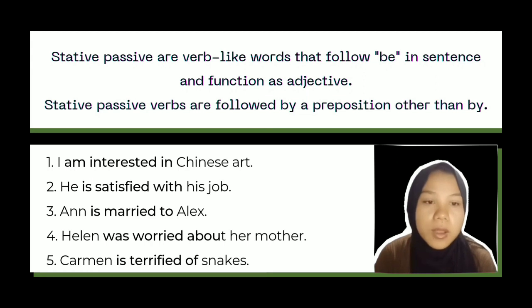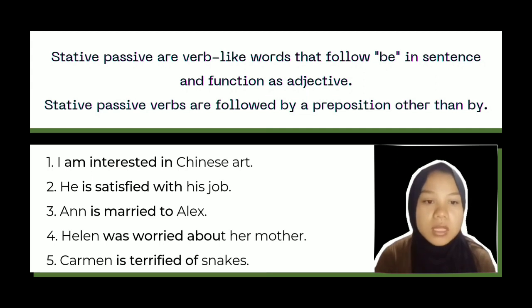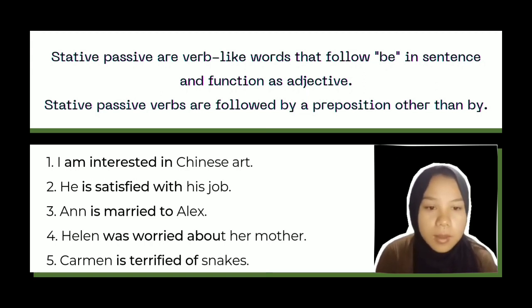Next, stative passive verbs are followed by a preposition other than by. Example, I am interested in China's art. A preposition, I am interested in. Example number 2, he is satisfied with his job. Example number 3, she is married to Alex. Example number 4, Helen was worried about her mother. Example number 5, Carmen is terrified of snakes.